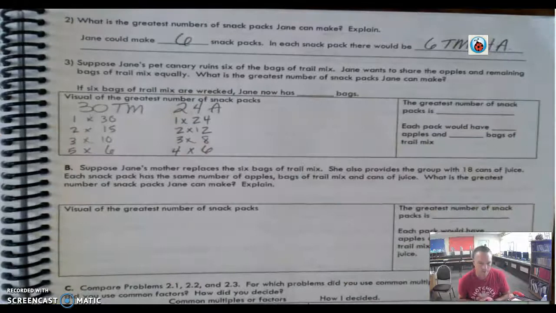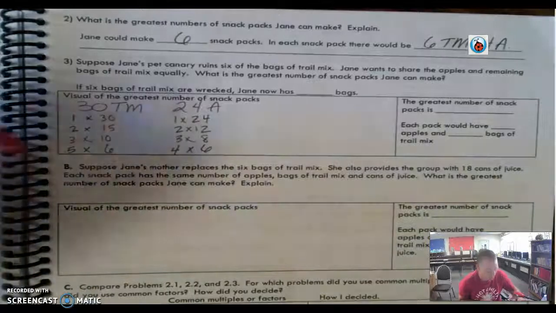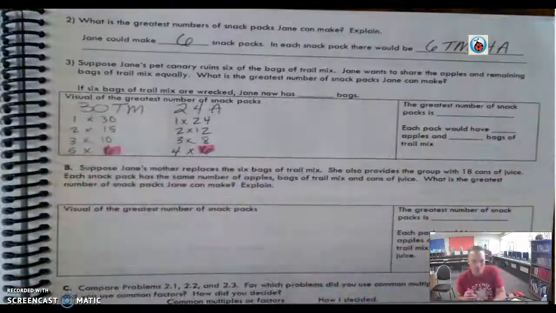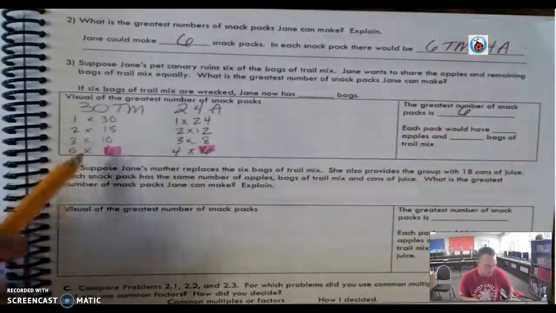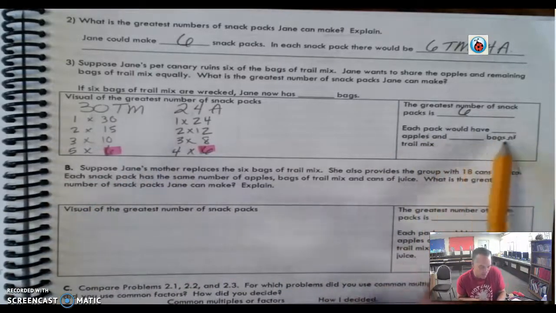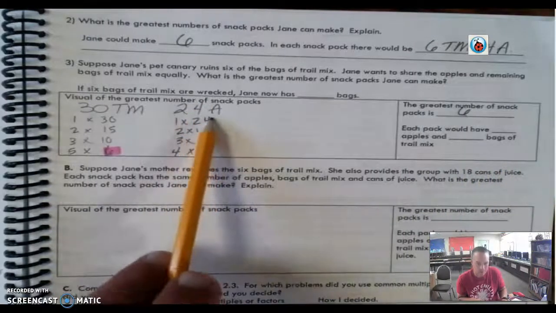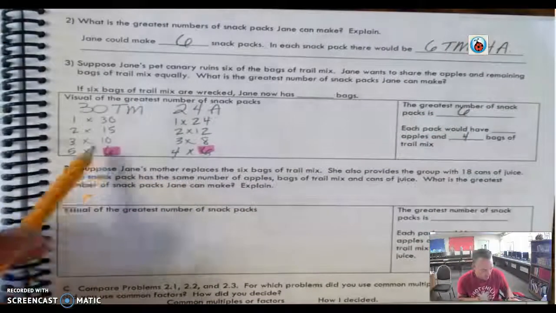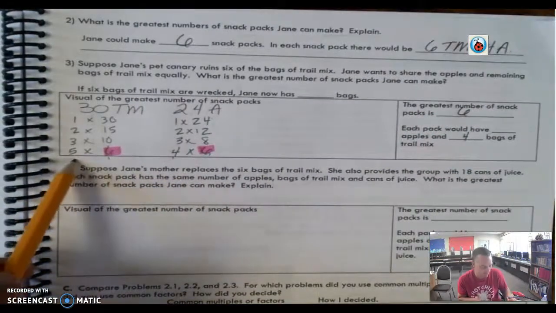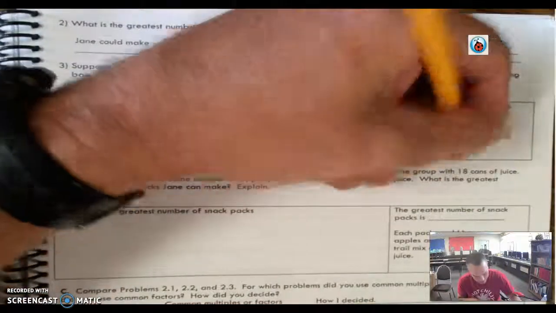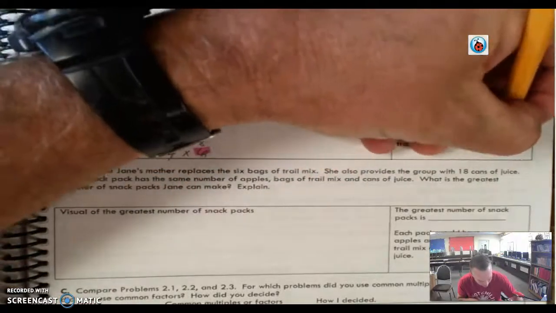Okay, so hopefully yours look like mine. If not, pause it and make it look like that. So now I'm going to highlight the greatest factor that both of them share. What is the greatest factor? Well, over here, the biggest number they share would be 6, and over here it would be 6, which means that they would have 6 bags. So I wrote 6 bags. Each pack would have blank apples and blank bags of trail mix. Well, here's the apples, right? I label it. If I have 6 bags, it means there's 4 apples in each bag. And over here, for the trail mix, if I have 6 bags, it means there's 5 trail mix bags. That's backwards, I'm sorry, you guys. 5 here and 4 there.